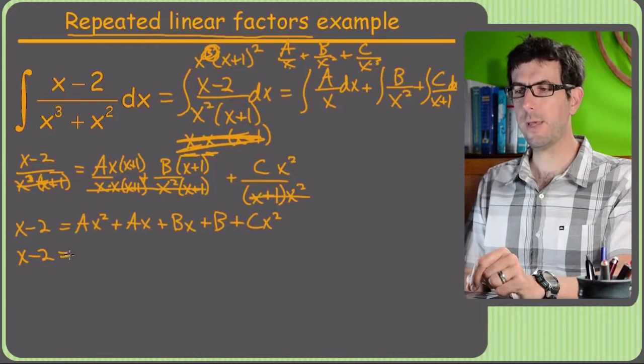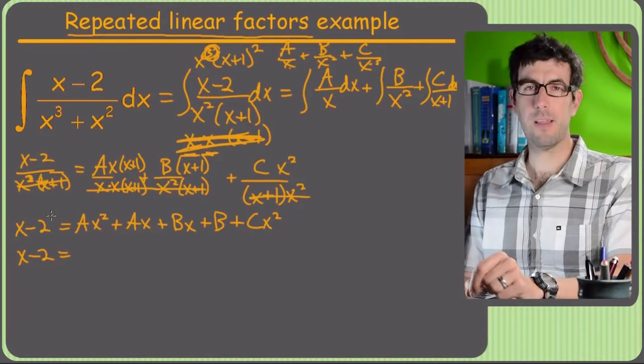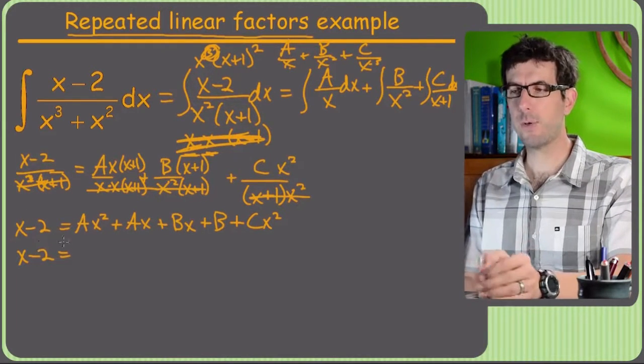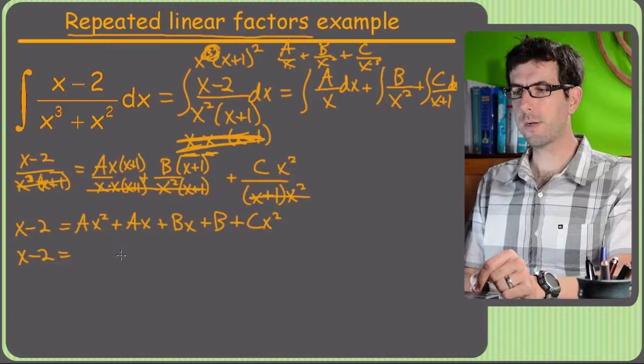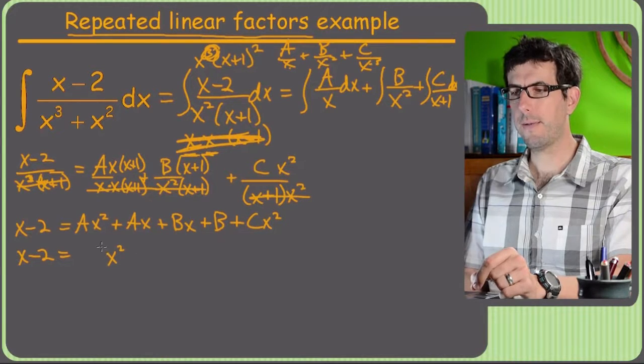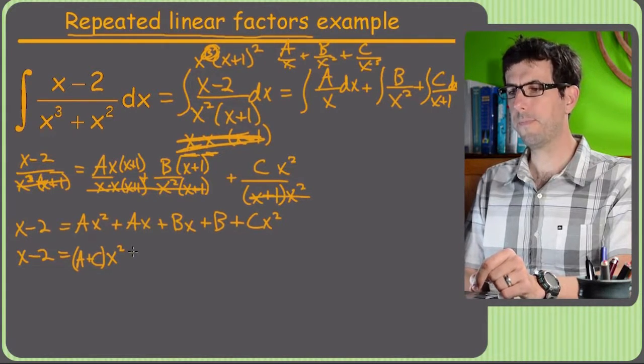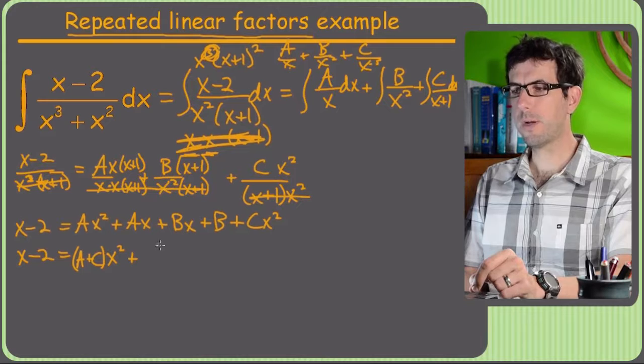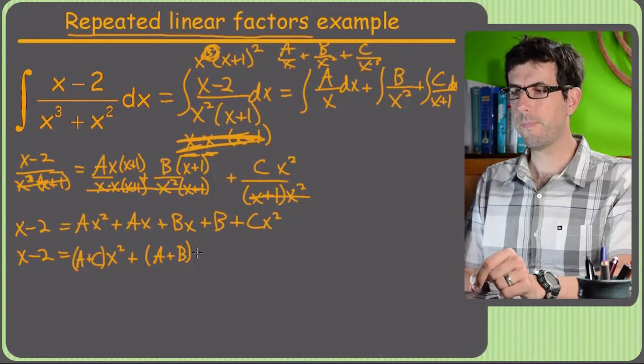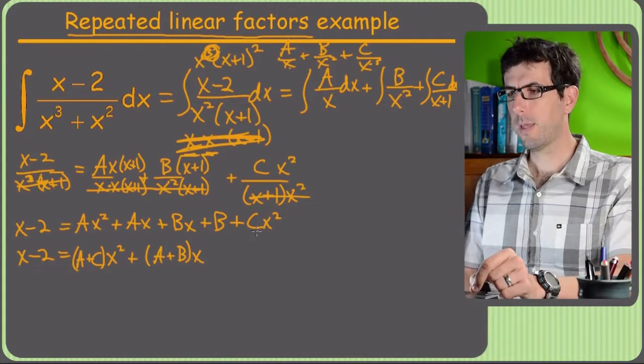So still x minus 2 on the left. Remember, we're never taking the stuff on the left and moving it to the right. We're just keeping the left and right totally separate. So my x squared terms, and this time I'll write them with x squared after the parentheses, I've got an ax squared and a cx squared, so that's a plus c. And then my x terms are a plus b. And I've just got a plus b at the end.